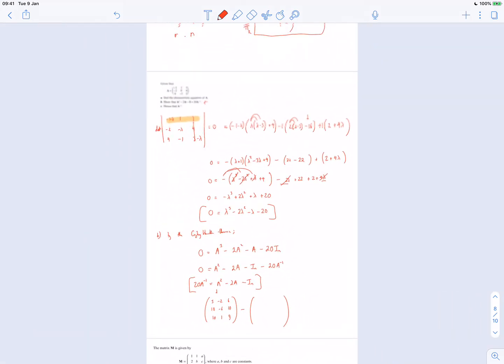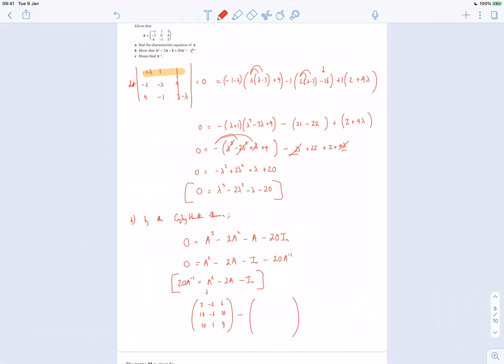Yep, okay. And then I'll minus 2 lots of A. So what is 2 lots of A? Well, it's 2 lots of the matrix. So instead of minus 1, 1, 1, it's minus 2, 2, 2. And then minus 4, 0, 8. And then 4, minus 1, 3. Oh, I've got to double it, you silly boy. 4 doubled is 8, minus 1 doubled is minus 2, and 3 doubled is 6.